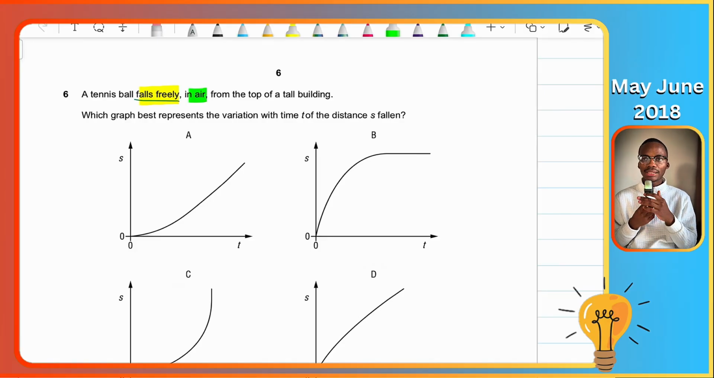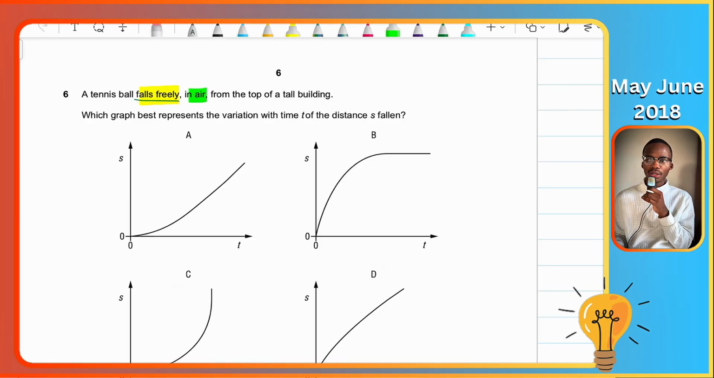In air means that all of this is happening in air. It's not happening in a vacuum, so we can't neglect air resistance. The mere fact that they said it falls freely in air. Typically we say free fall means without air resistance. But in this case, we can't fall freely in air and have no air resistance. What are we doing in air if we're not going to have full air resistance?